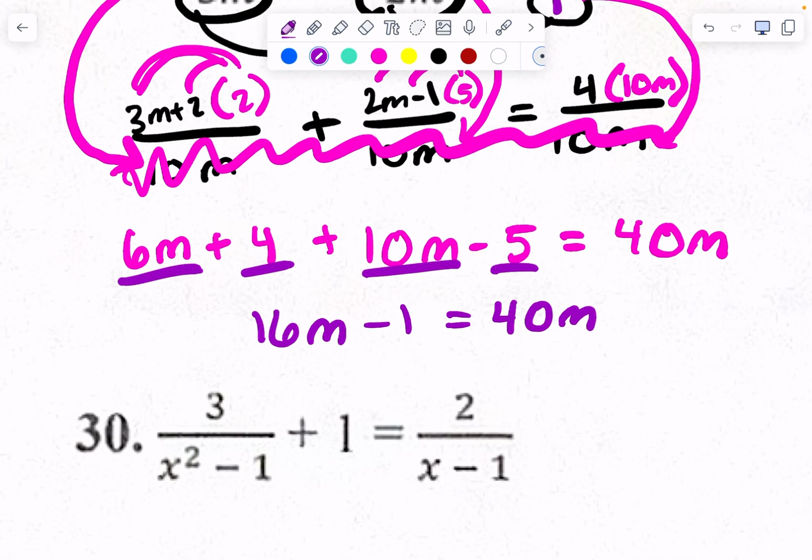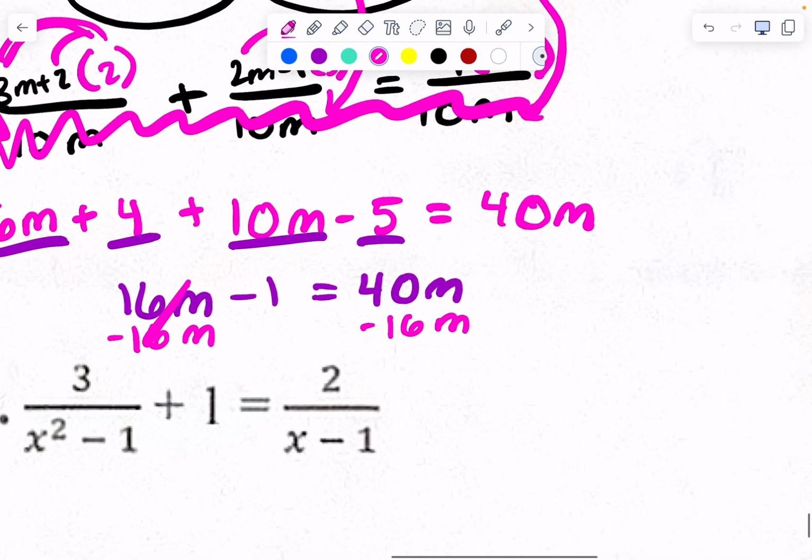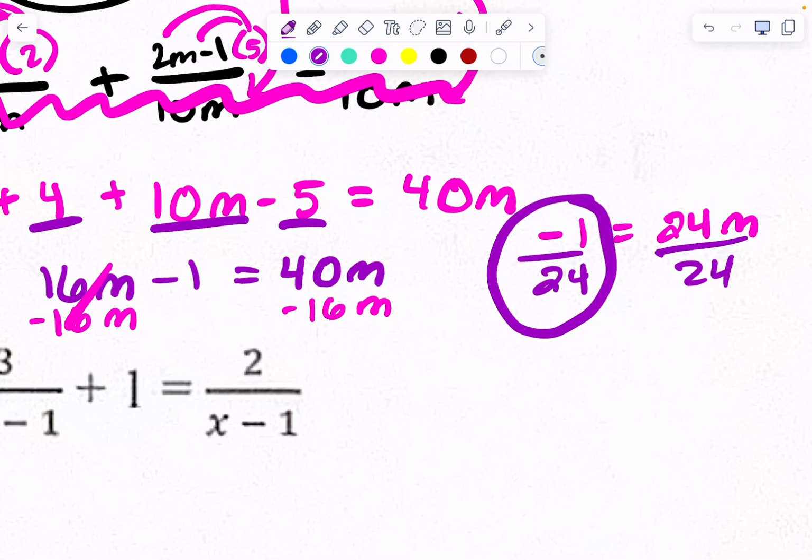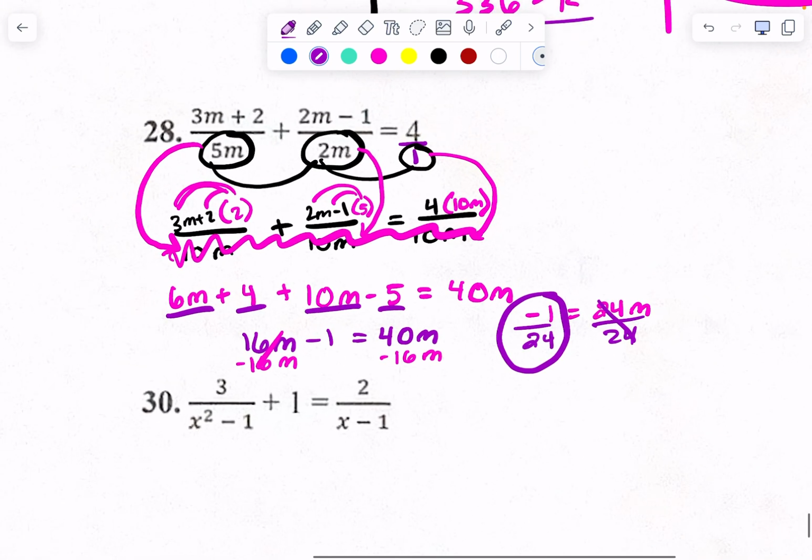No, I didn't think you would. Minus 16m. What's 40m minus 16m? 24m. So I've got 1 equals 24m. So it's 1 over 24. Wait, shouldn't it be negative 1? Yep. Okay, and then let's divide by 24. Go ahead and leave your answer as negative 1 over 24. That's what m will be equal to, negative 1 over 24. Gross answer.